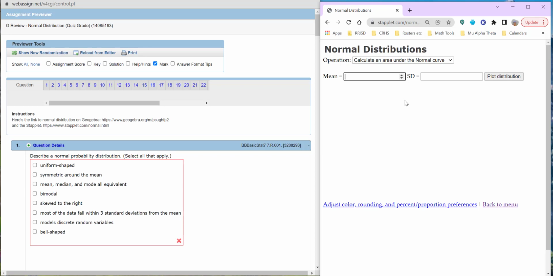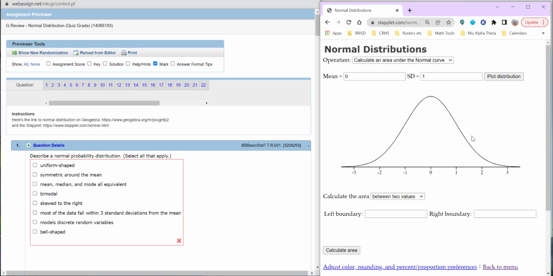And just for right now, I'm going to put a mean of 0 and a standard deviation of 1, because that shows us the standardized normal distribution, the one we typically see. So it says describe a normal probability distribution. It's not uniform. Uniform would mean flat. It is definitely symmetric around the mean. In this case, I put a mean of 0. If I put a mean of 2 for some reason, you can see it's still symmetric around the mean. So I'm going to put that back to 0.